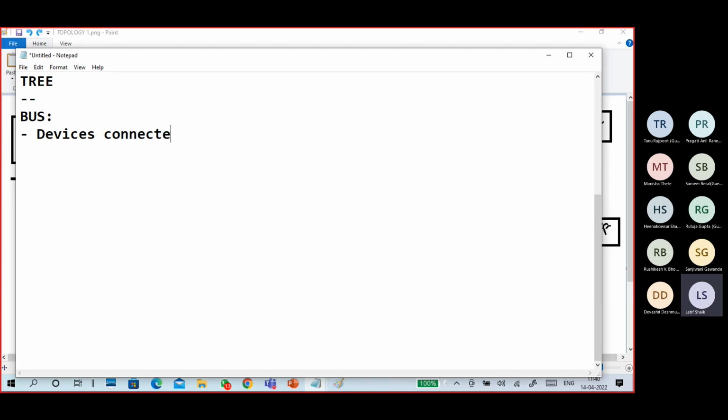Devices connected to a backbone wire. Okay, it is easy to configure.